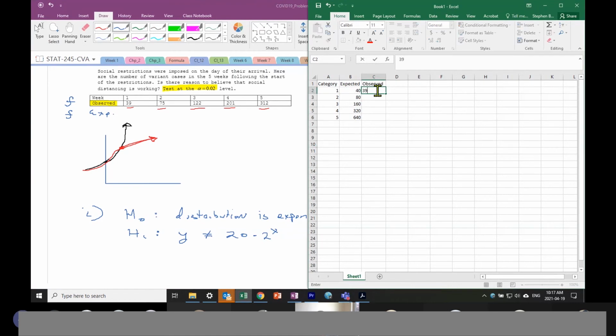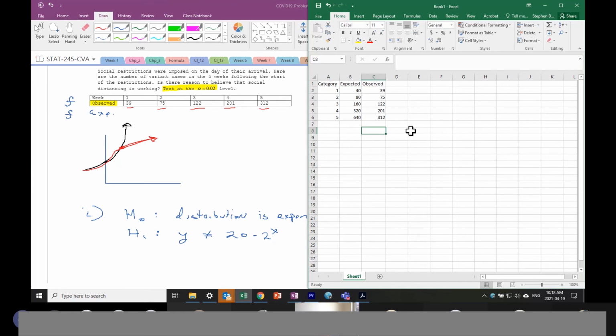Well, we observed 39, 75, 122, 201, and 312. So when you first look at it, you're like, okay, that's cool. This looks pretty good, right? There's obviously some sort of change. The first 2 weeks is not really that different.